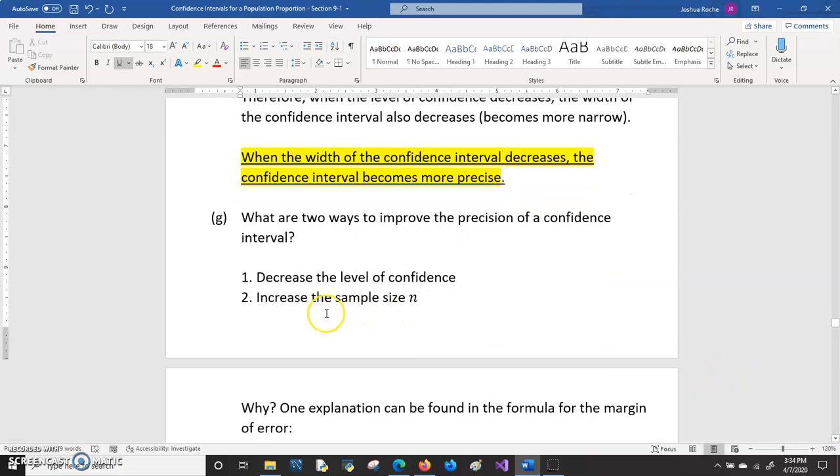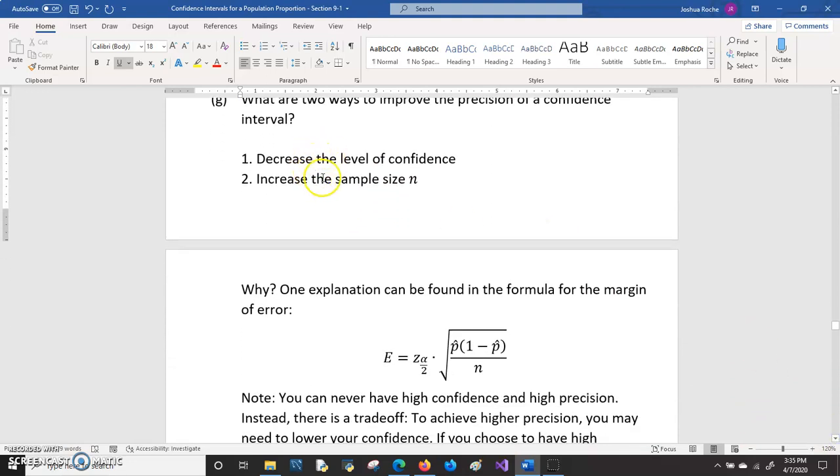And the second way to improve precision is to increase the sample size. And so why is that? Why do these two methods improve the precision? It has to do with the formula for the margin of error. If you have a very small margin of error, that means that your confidence interval is going to be very precise. And if you look at this formula, if you have a large sample size, if your n is large, that will make this fraction smaller, and it will make your margin of error smaller. Also, if you have a smaller level of confidence, then your z-value is also going to be smaller. So if you have lower confidence, you'll lower the z, and your margin of error will also become smaller.